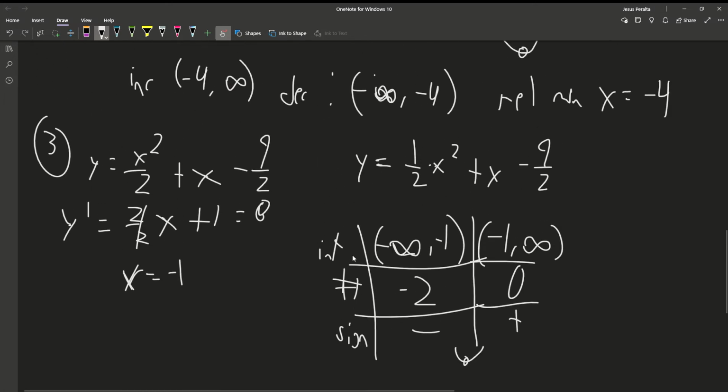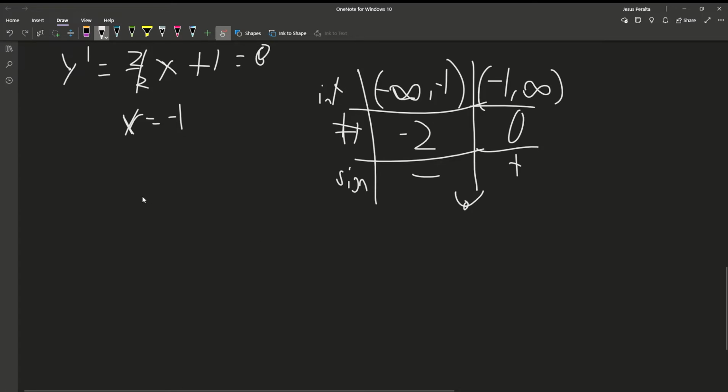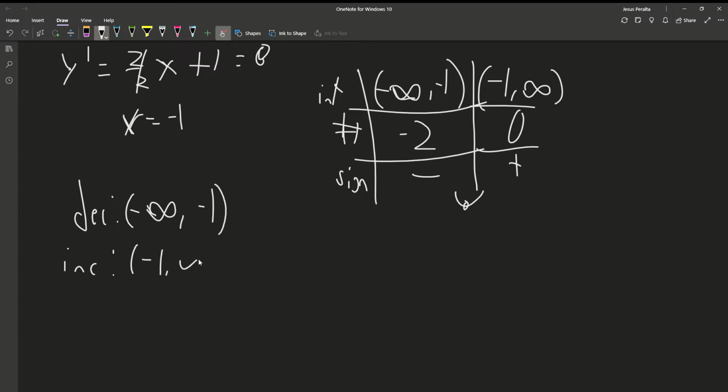So, yeah. Our decreasing is going to be from negative infinity. Yeah, always got to make sure you're right. Decreasing is going to be from negative infinity to -1. Our increasing is going to be from -1 to infinity. And then our relative min is gonna be at x is equal to -1.